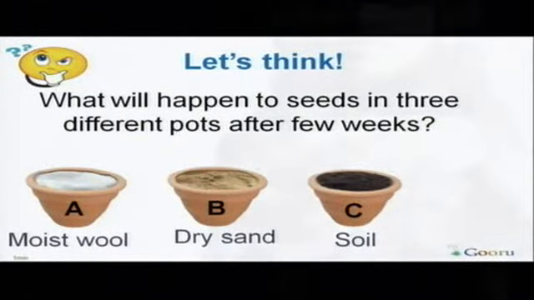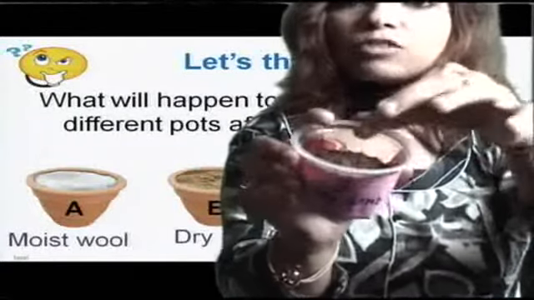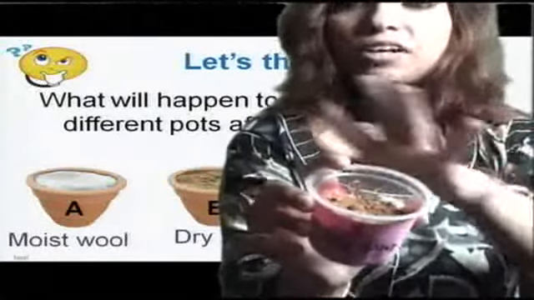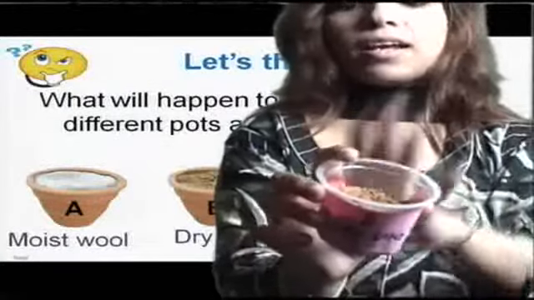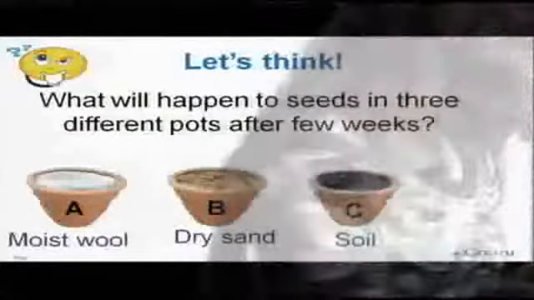And in dry sand, you can see here, this seed completely died, and it clearly shows us that we need water because it is completely dry. We are not watering this, we kept it in the sunlight, it is completely dry, so it just died.